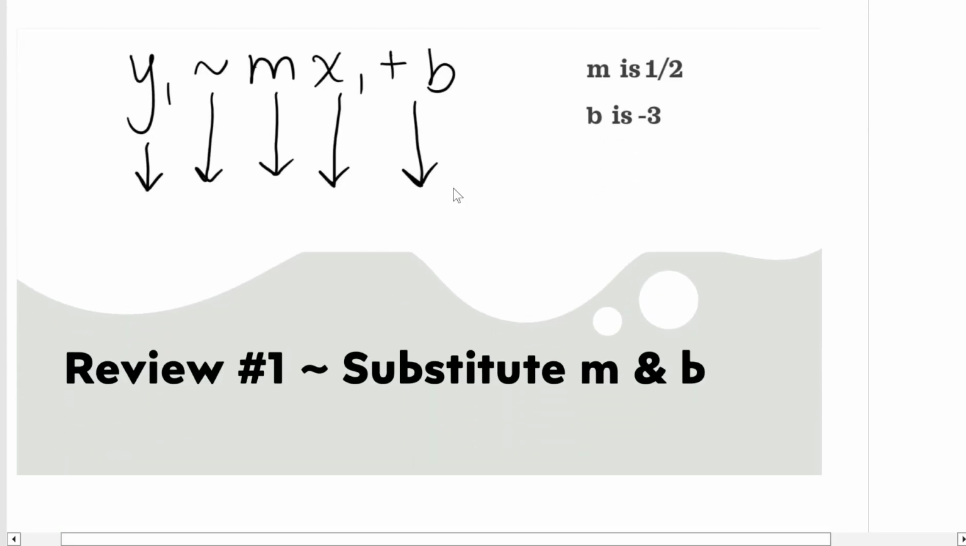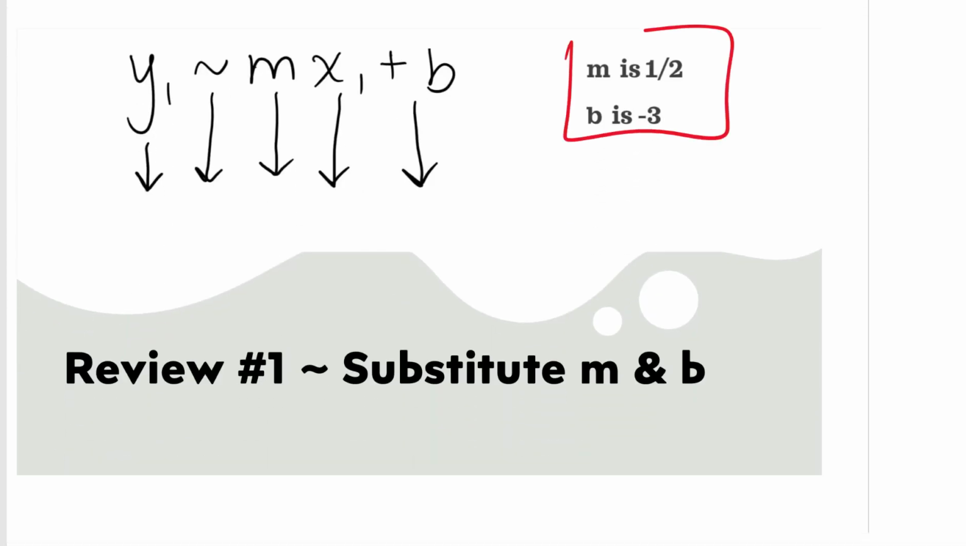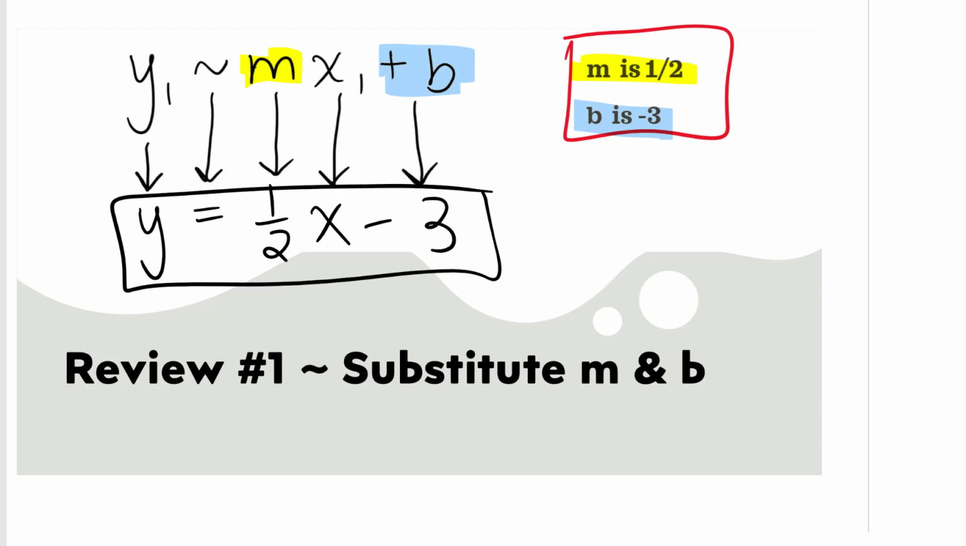Alright, so what happens if the calculator says M is 1/2 and B is -3? We are going to put Y1 is Y, squigglies equals, M is 1/2, X1 is X, and B is -3. This is your line of best fit.